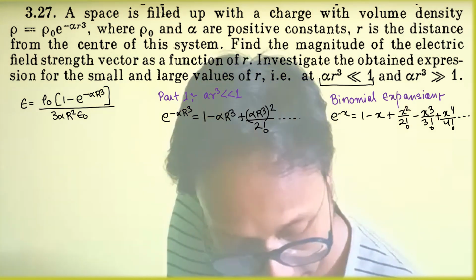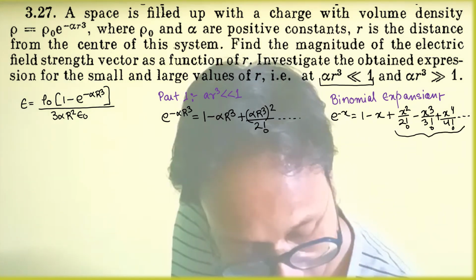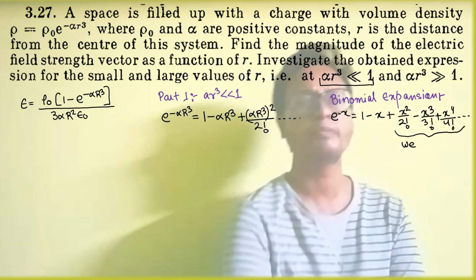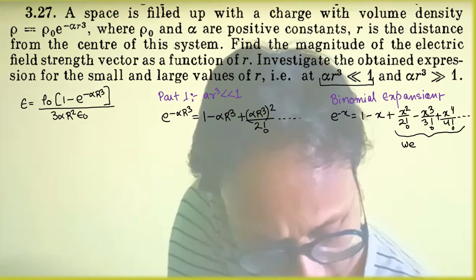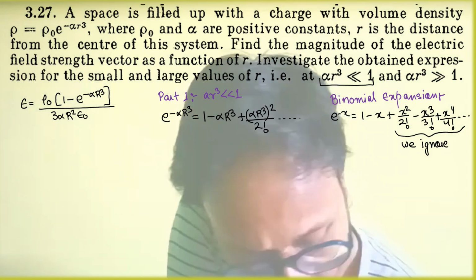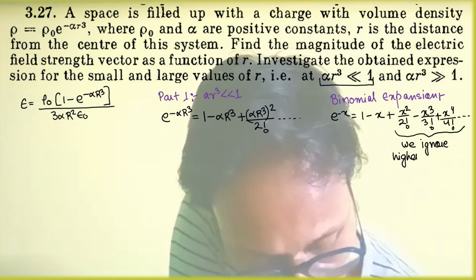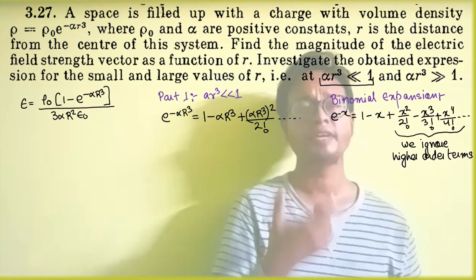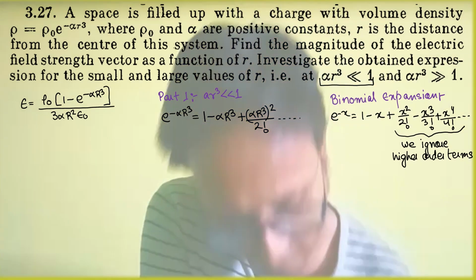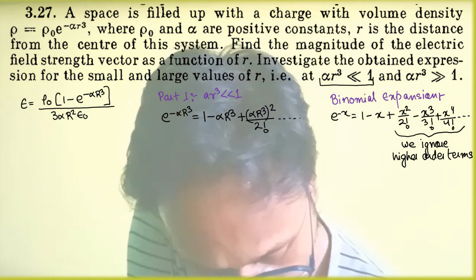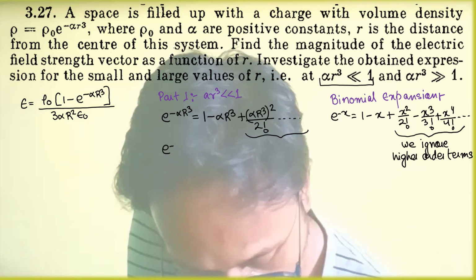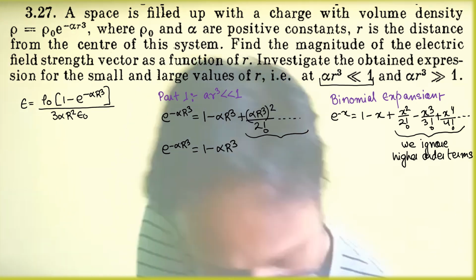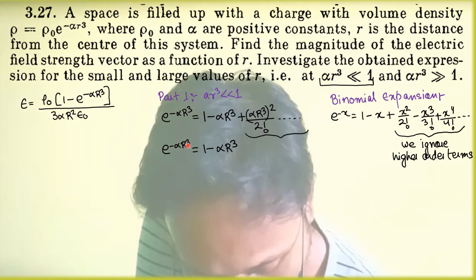So we can ignore the higher terms out here, no? We ignore the higher order terms because they have so much lesser value, they become insignificant because of the lack of magnitude. They are insignificant because their magnitude is very less. Now, if I ignore the higher order terms, e to the power minus alpha r cube is equals to 1 minus alpha r cube. Fair and fine. Now, if I substitute this value out here, what do I get?